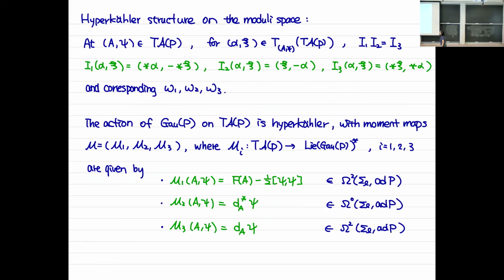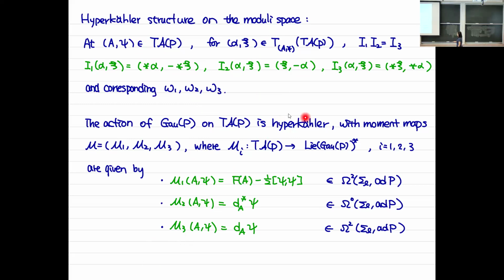I'm checking the time. So there is this nice hyperkähler structure on the moduli space. I will go a bit faster. So you have this I1, I2, I3, and the reason that I order them in this way is because I want this I2 to survive under our involution. So you have these three complex structures and the corresponding symplectic forms and the corresponding moment maps.